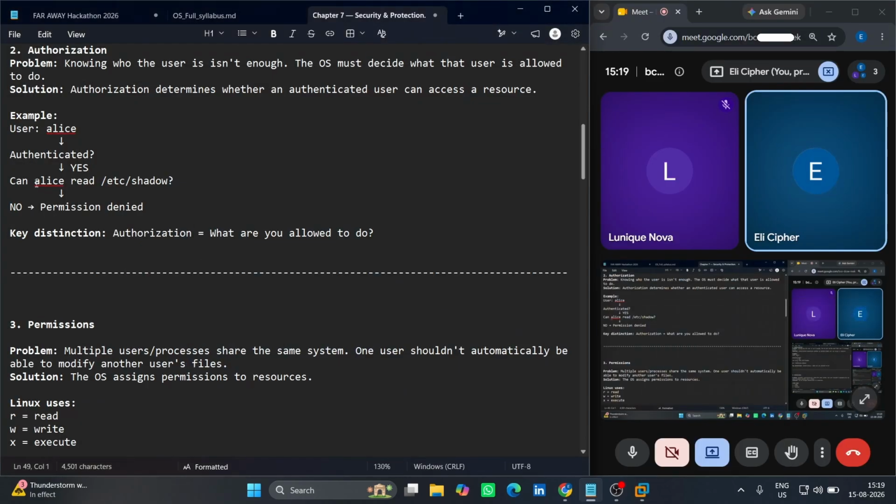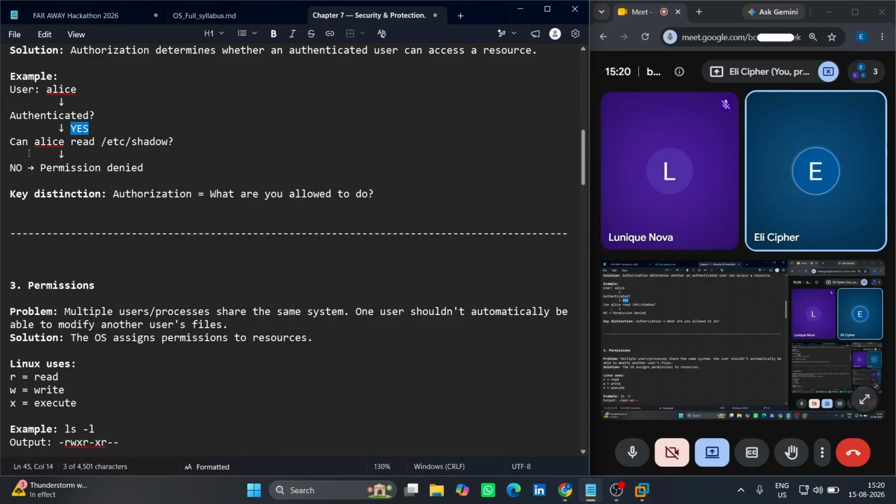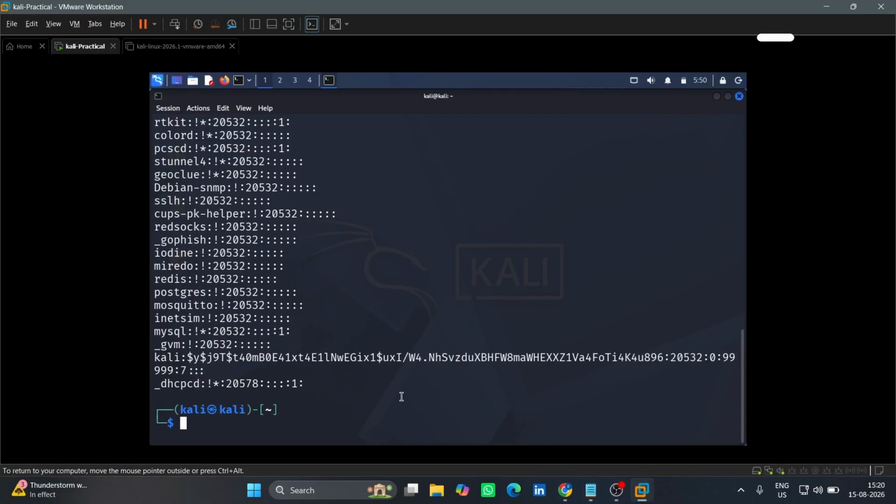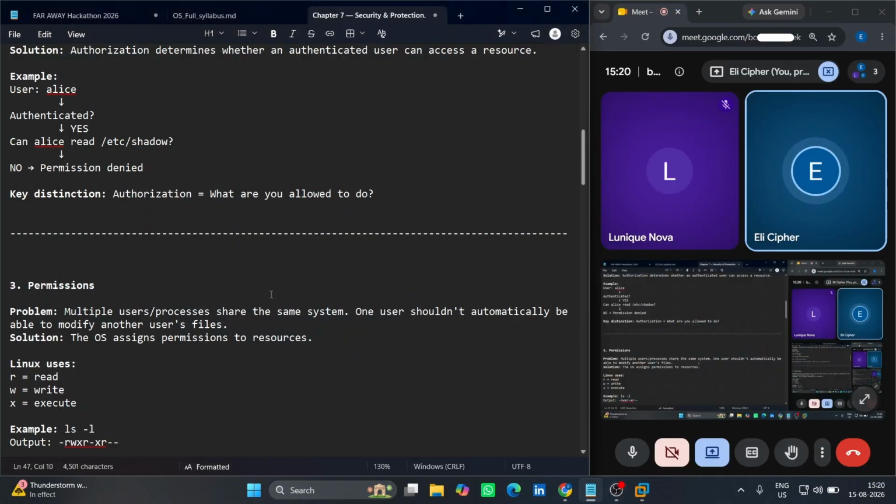So you can also replace Alice with Kali, right? I take a login from Kali. So is it authenticated? Yes, it is authenticated because it provides the password, which is the requirement of that particular authentication. But after that, is Kali able to read /etc/shadow? It isn't, right? The normal Kali couldn't do it. It doesn't have permission to see all of those things. So what does authorization tell about? What are you allowed to do, right? It asks the user.